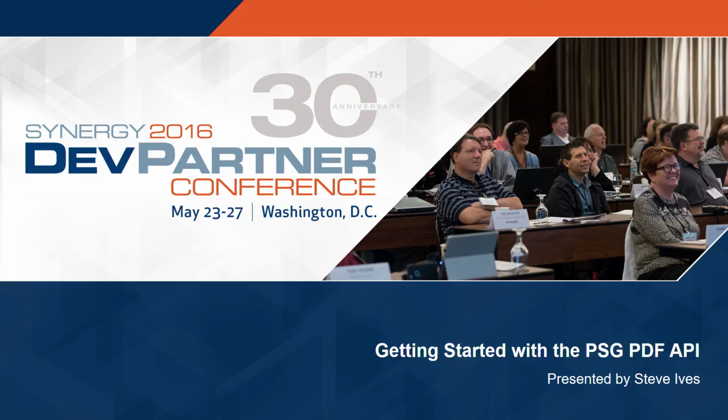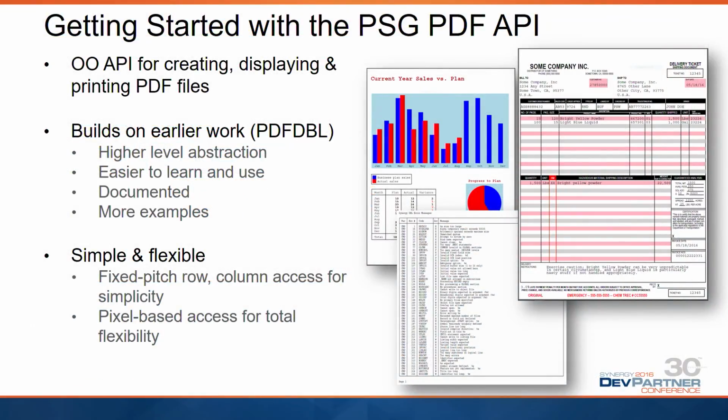I think this thing got introduced about last August, September time, so since the last conference. And basically, as its name suggests, it's a little API in the language that helps you generate and print and view and so on PDFs. So it's an OO API.